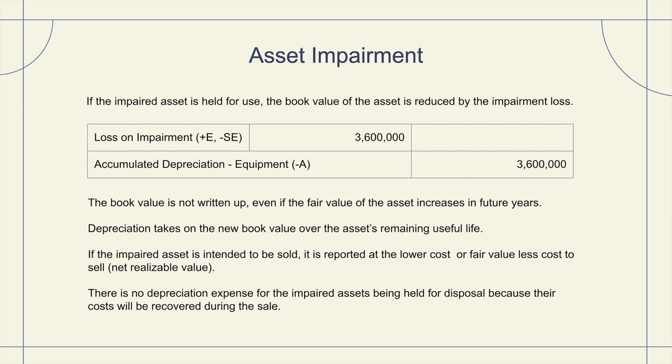The book value is not written up, even if the fair value of the asset increases in future years. Depreciation is taken on the new book value over the asset's remaining life. If instead the impaired asset is intended to be sold, then it would be reported at the lower of cost or fair value, less the cost to sell, i.e., net realizable value, and there is no depreciation expense for the impaired asset being held for disposal or sale because the loss would be recovered at the time of sale.